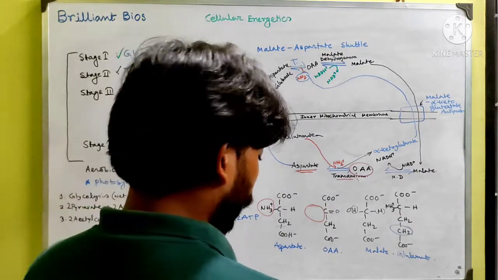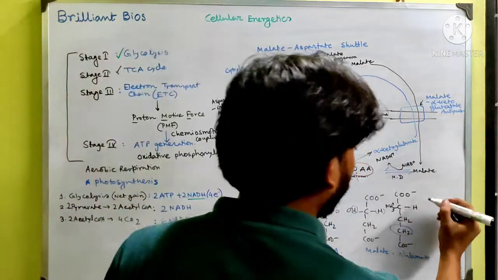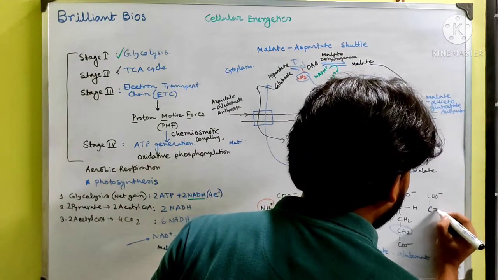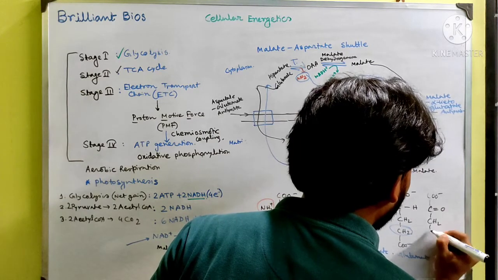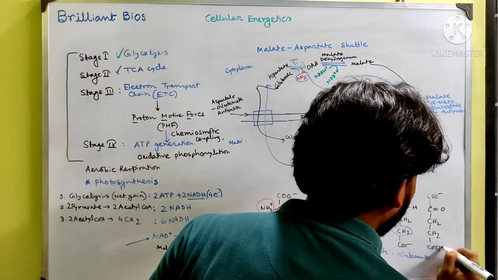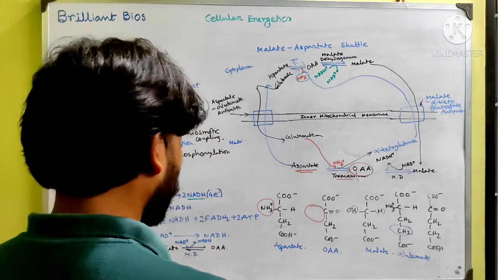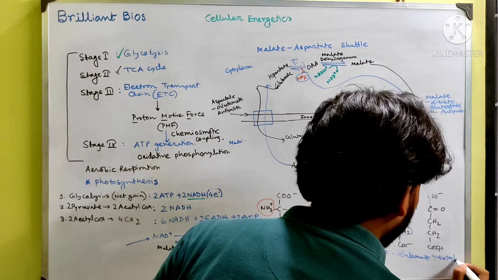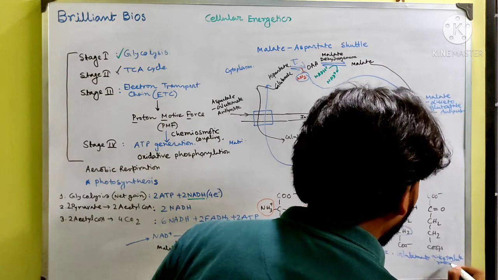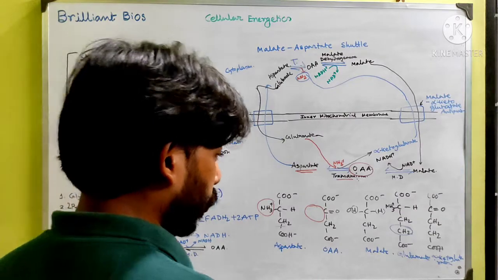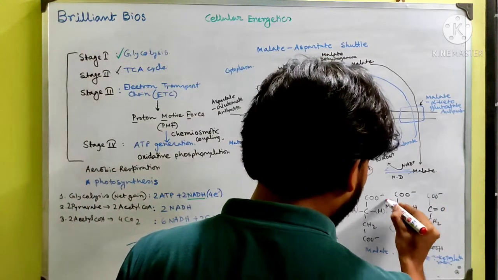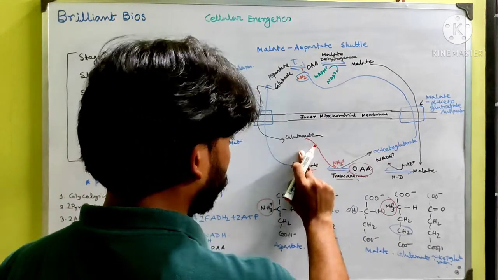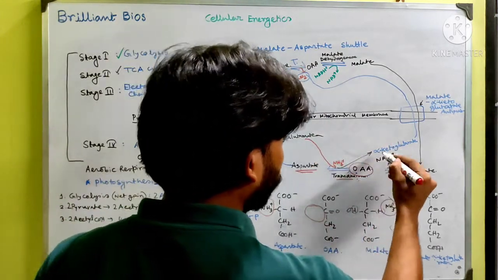Now when the glutamate becomes alpha ketoglutarate, what happens? The structure is very similar. It becomes like this. This is the molecular structure of alpha ketoglutarate. So when a glutamate amino acid is converted into alpha ketoglutarate, it just releases the amino group. So when glutamate enters inside the matrix, it releases the amino group and becomes alpha ketoglutarate.